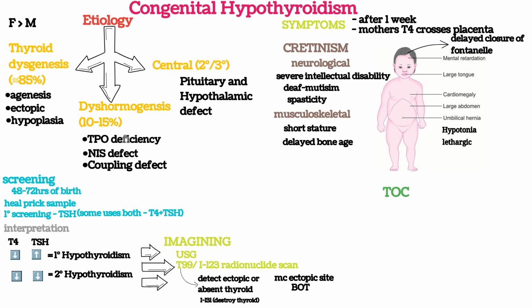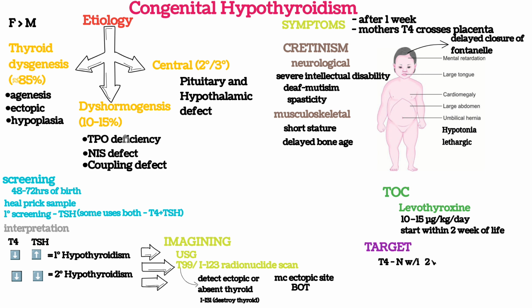Now we will talk about treatment. Levothyroxine is given and should be started within 2 weeks. Target for T4 to become normal is within 1 to 2 weeks, and TSH within 1 to 4 weeks. And again, congenital hypothyroidism is a preventable cause of mental retardation, so treatment is very necessary.